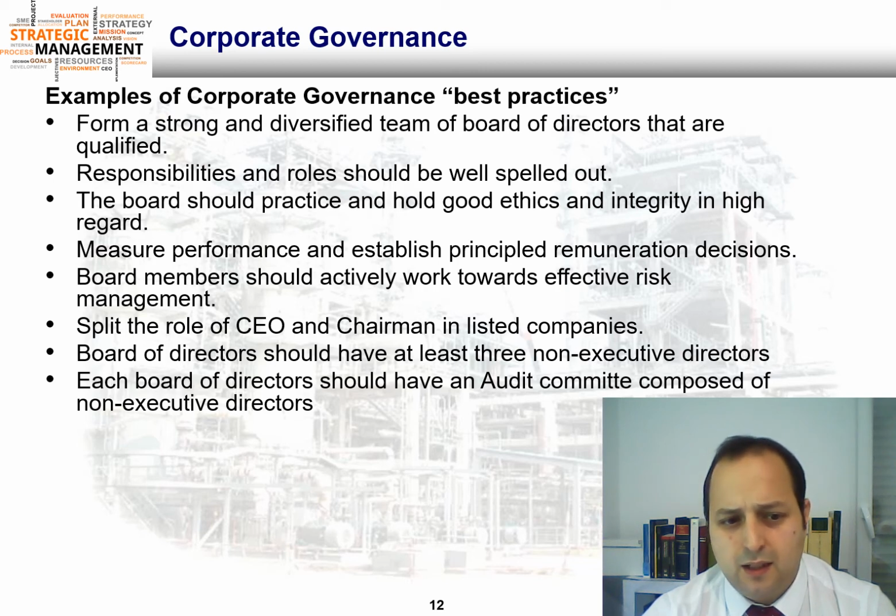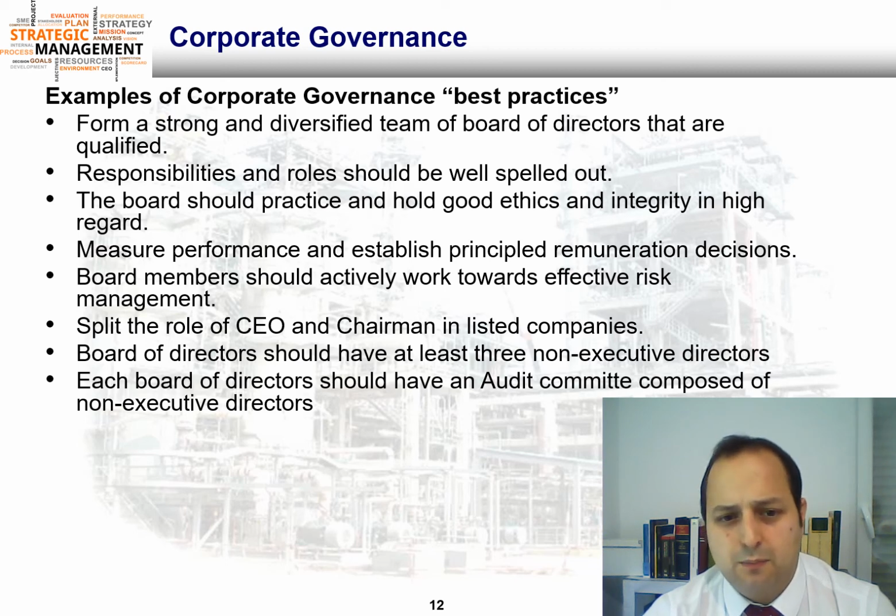Another best practice is that in big companies, the role of the CEO of the company and the chairman shall be split, okay? So you have to have the CEO with executive functions and the chairman of the company in two different board members. Another best practice is that the board of directors should have at least 3 non-executive directors. There was a time in which every member of the board of directors had executive powers as well. Nowadays, corporate governance advises to have at least 3 non-executive directors within the board.